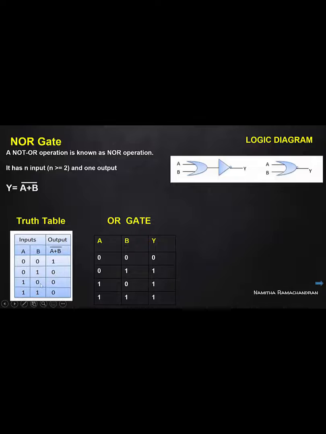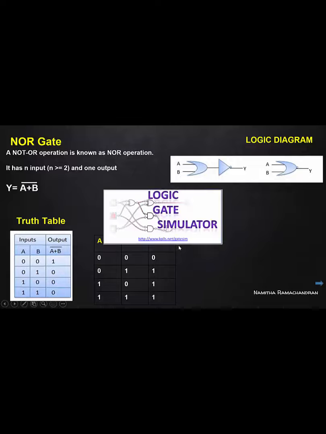And for 1, 0, the OR operation generates an output 1. Its complemented form is available here. And for 1, 1, the OR gate generates an output 1. Its complemented form, that is 0, is available here. Okay. Now we can check the simulation corresponding to this NOR gate.